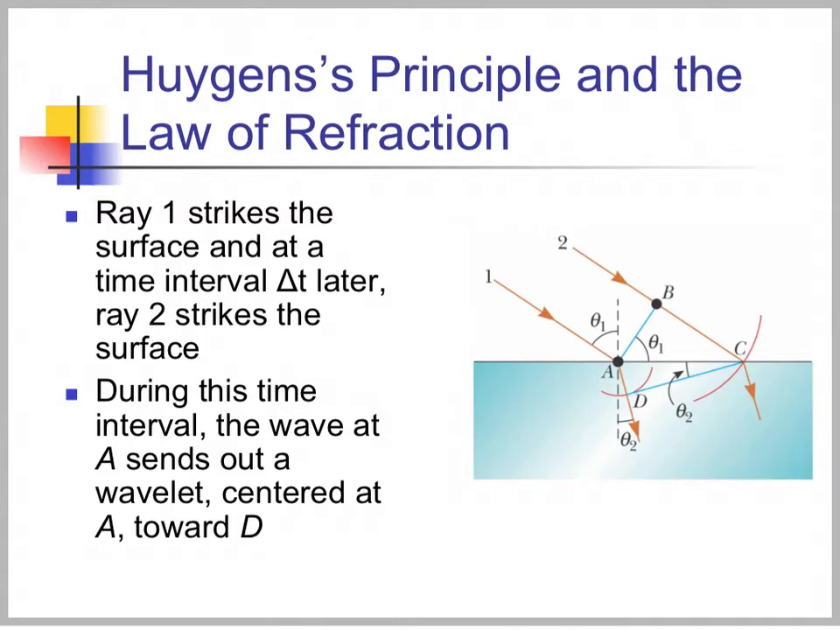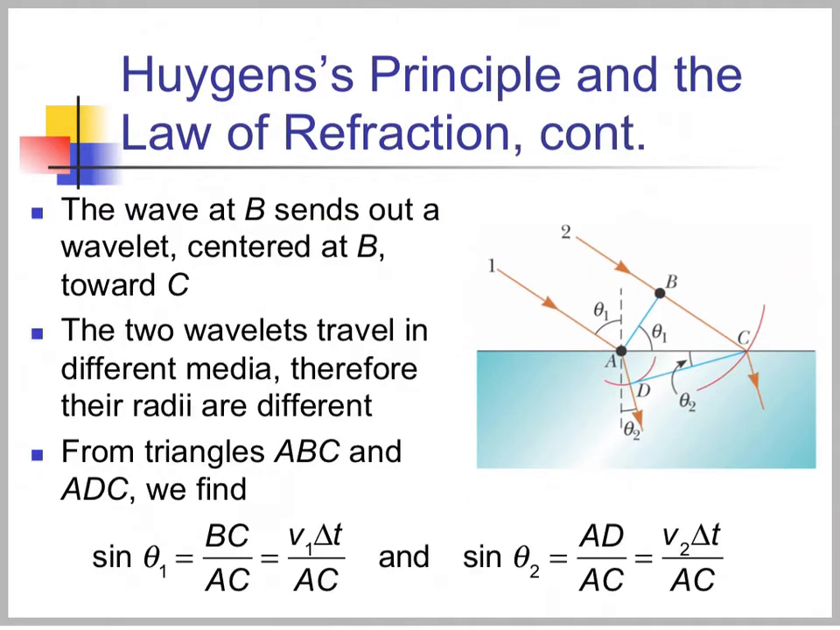Now during this time interval, the wave at A sends a new wavelet out centered around A towards D in the new medium. In the new medium, light is slower, so this time and this time are the same, but the distances are different because the velocities in the two places are different. So the wave at B sends out a wavelet centered at B towards C. The two wavelets travel in different media, therefore their radii are different.